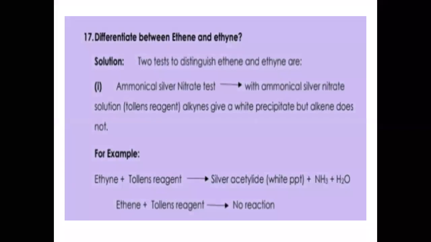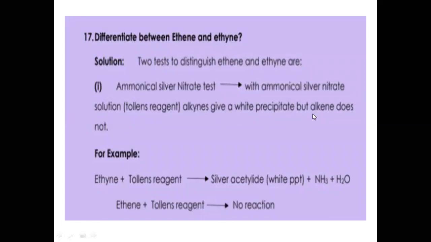Now question number 17 is we have to differentiate between ethene and ethyne. There are two important tests for the differentiation of ethene and ethyne. The first test is ammoniacal silver nitrate test. This is called Tollens test. It is also called silver nitrate test or Tollens test because we are using a special type of reagent which is called Tollens reagent.